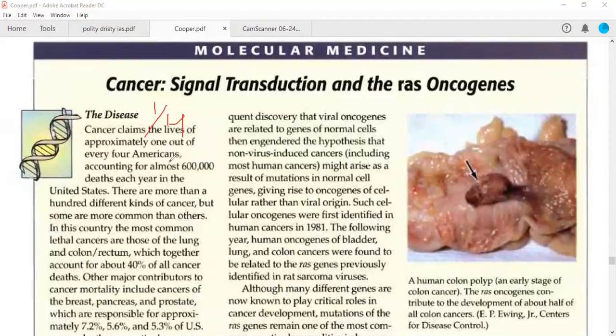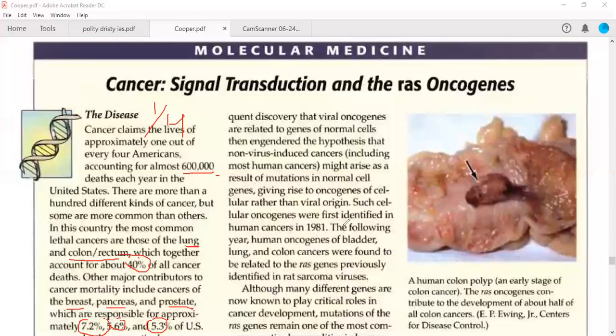And these cancers, if you count for a year, account for about 6 lakh deaths each year in the US. If you go into the statistics, most of the cancers are colon or rectum cancers, followed by lung cancers, and these two types account for 40% of all cancer deaths in the US. The rest are breast cancer, pancreas, and prostate, accounting for 7.2, 5.6, and 5.3 respectively.